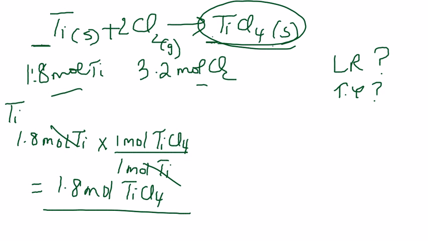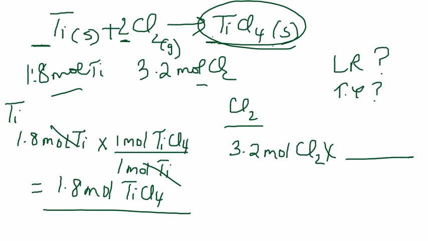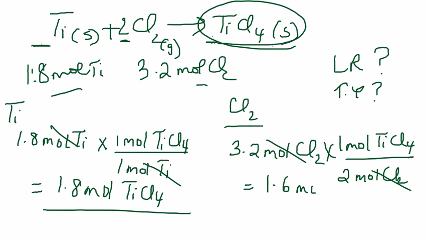Okay, now for the case of Cl2, you're given that you have 3.2 moles of Cl2, and for every 2 moles of Cl2 you have 1 mole of TiCl4. So 2 moles of Cl2 is giving you a mole of TiCl4, which is your product. Mole of Cl2 and mole of Cl2 cancel off. 3.2 divided by 2 gives you 1.6 moles of titanium tetrachloride.